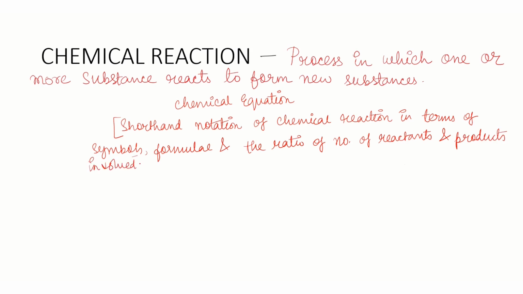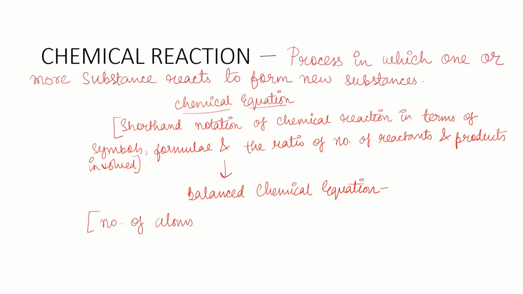Now, just a chemical equation is not going to serve the purpose. We need to have a balanced chemical equation. Now, what does this balancing term mean? It means the number of atoms on the reactant side will be equal to the number of atoms on the product side.